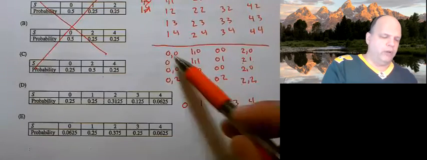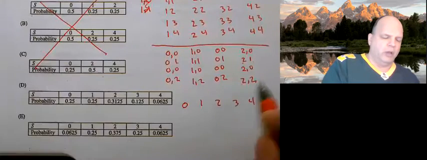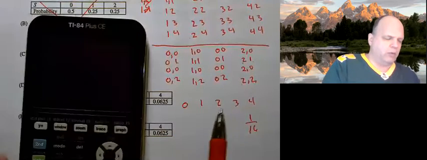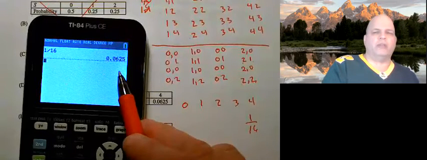I have 1, 2, 3, 4, 16 possibilities, and 1 over 16. What does that equal? 1 divided by 16. 0.0625.